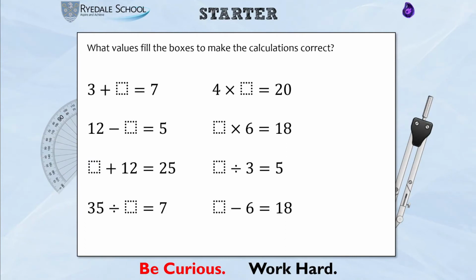Okay, before we start, let's just get our brains awake. I've got a little starter activity for you, Year 9. It says, what values fill the boxes to make the calculations correct? So all I would like you to do is look at these 8 calculations and think, what number is going to go in the box? What number makes those calculations correct? So pause the video here, because I'm about to go through the answers.